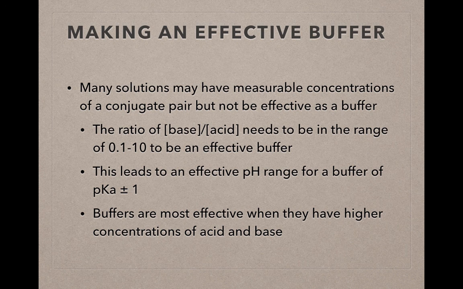If you make it outside of that range, it will not be an effective buffer, or as you're adding acid or base, if you move the pH of that solution out of that range, it will stop being an effective buffer. So buffers are most effective, they can absorb the most amount of acid or base, when they have higher concentrations of conjugate pair acid and base in that solution. The lower the concentrations are, the easier it is to change their concentrations and move the pH out of the effective pH range.